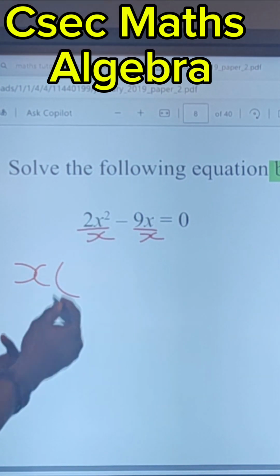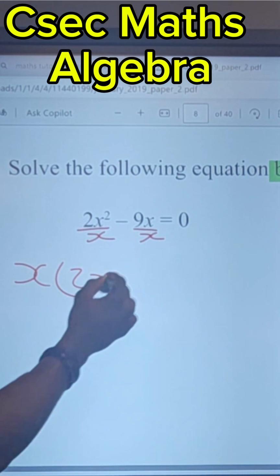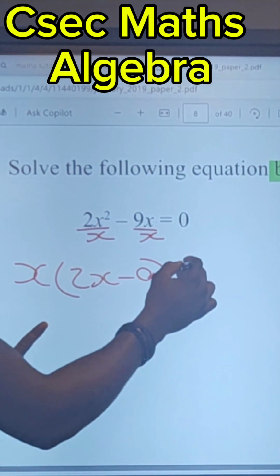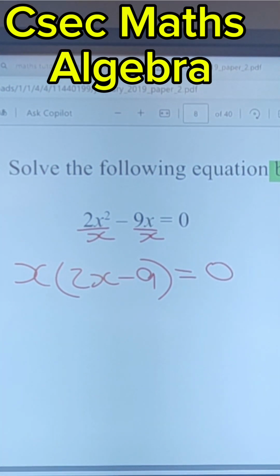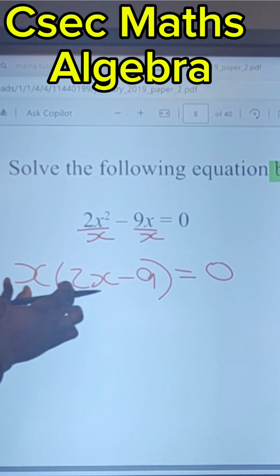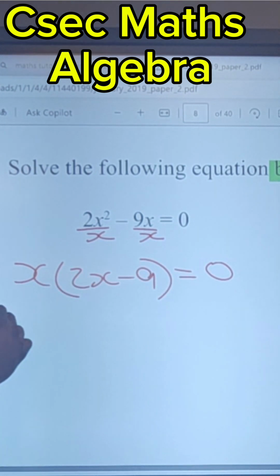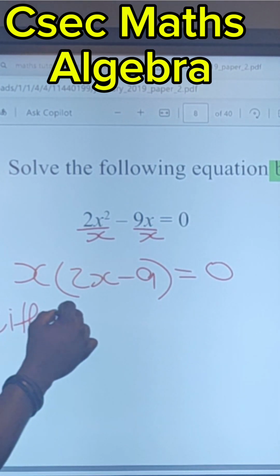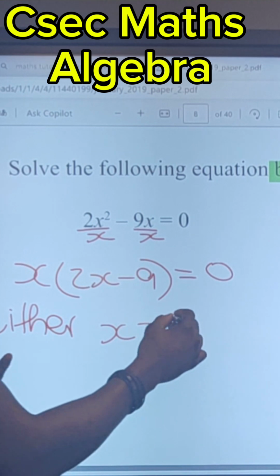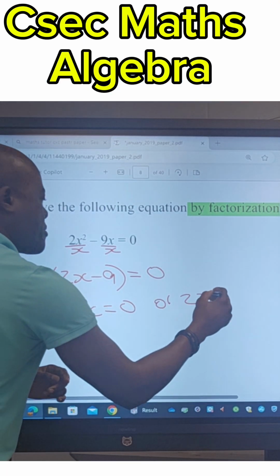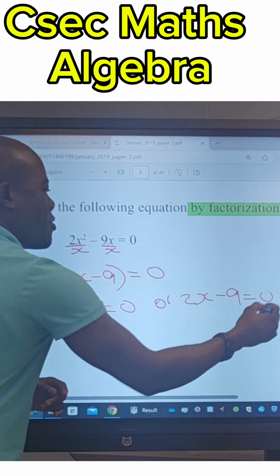When x is divided into 2x squared, I'm left with 2x. When x is divided into negative 9x, I'm left with negative 9. And this is equal to 0. At this time, I'm going to use the zero product rule. Two things are multiplied and we get a 0. It's either x that is 0 or 2x minus 9 that is 0.